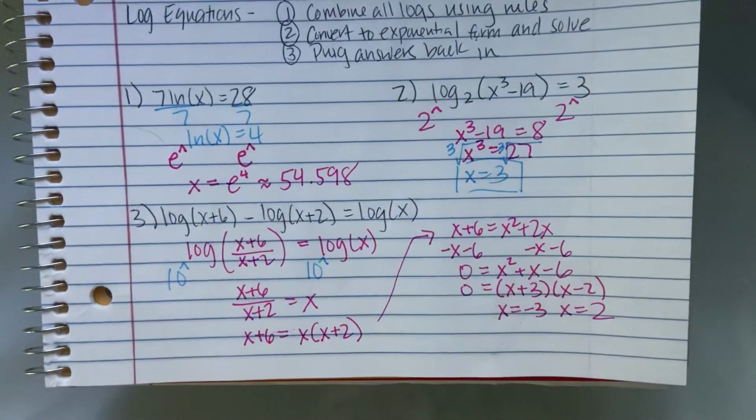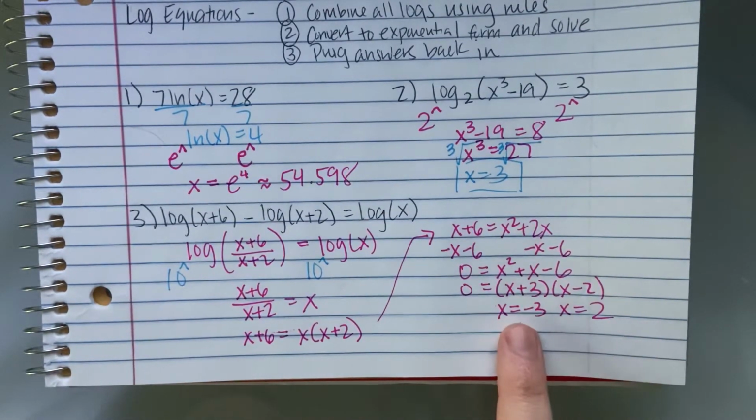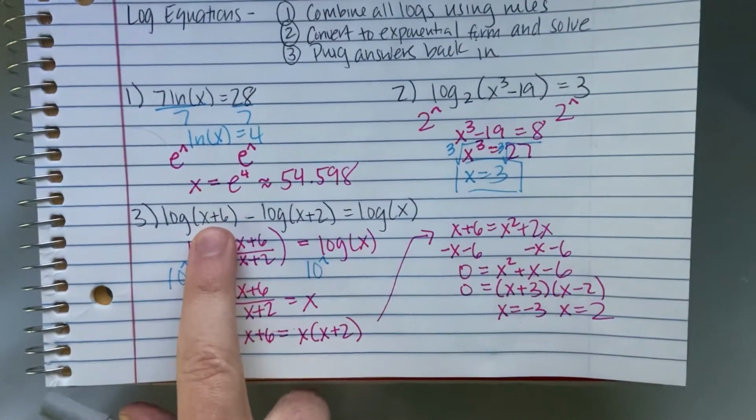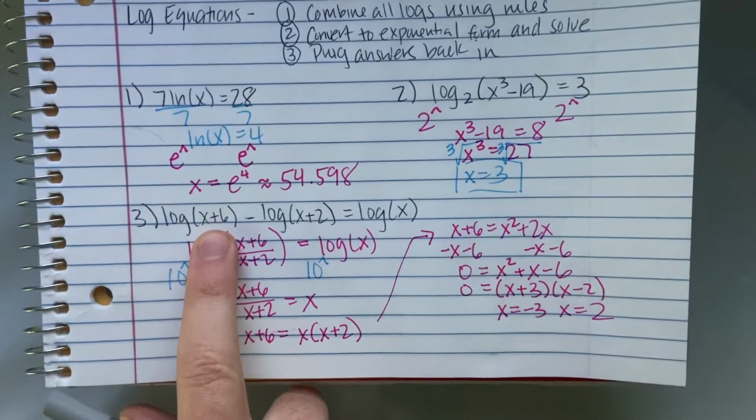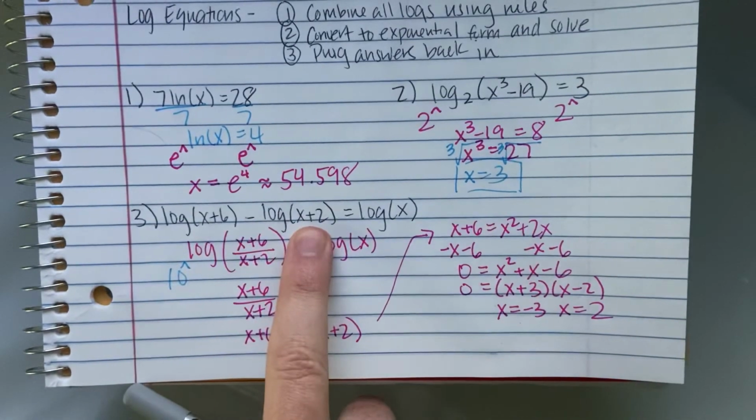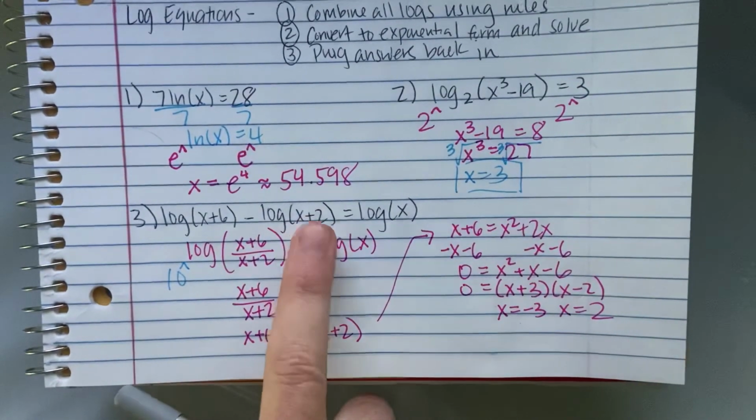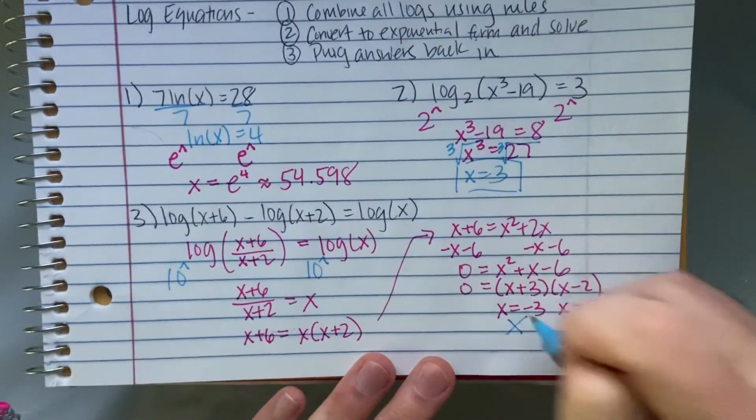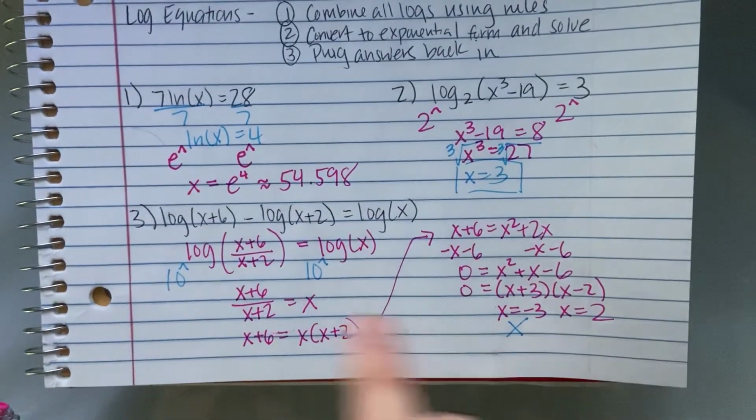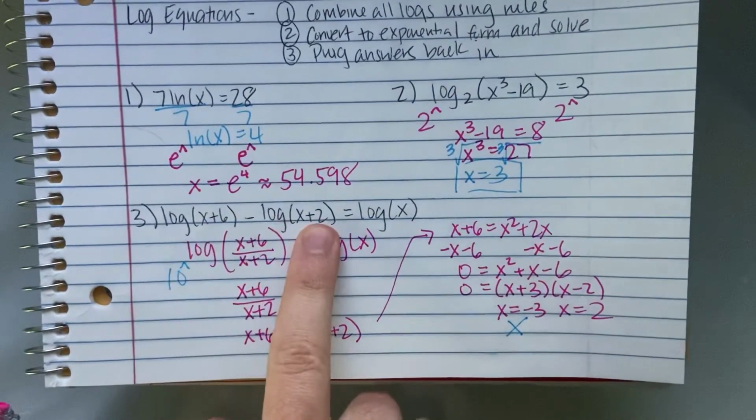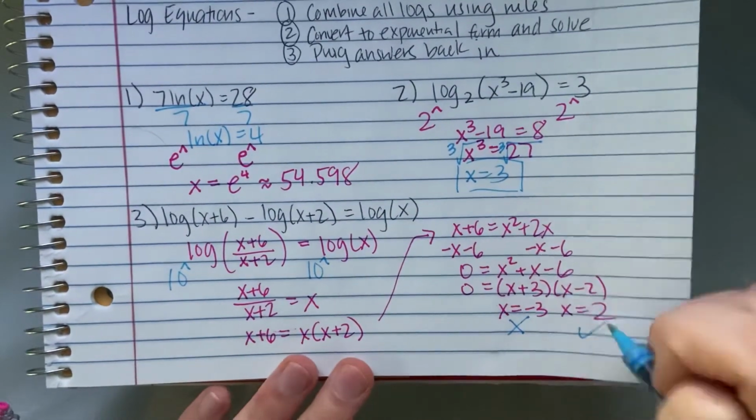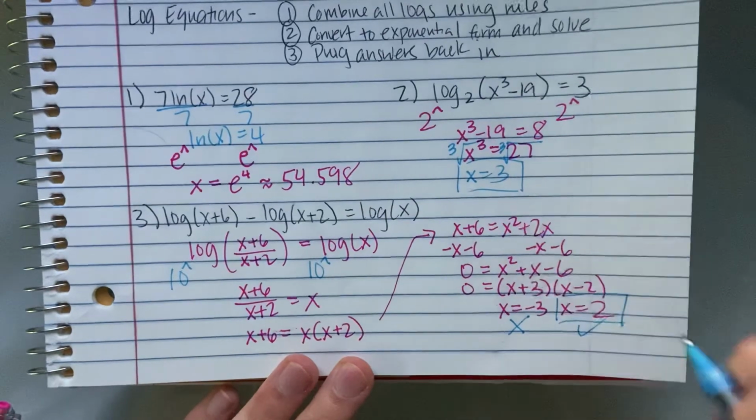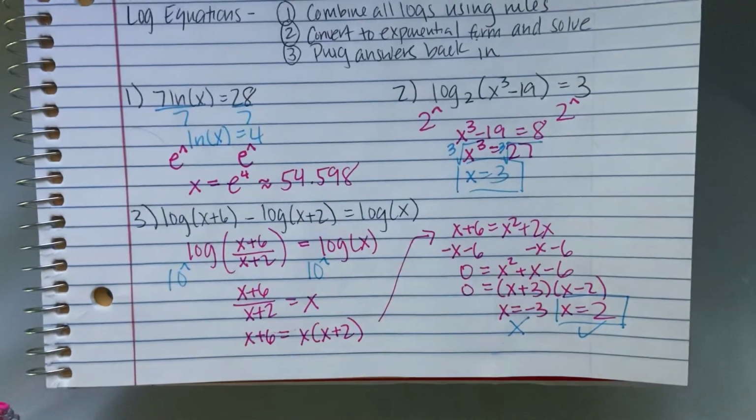Now you may think you're done there, but you need to plug them back in, because what can we never have in a logarithm? A negative number. Now look what happens when I plug negative 3 into the first log. Negative 3 plus 6 is positive 3, so it's fine. But negative 3 plus 2 is negative 1. Since we can't have a negative inside, that means negative 3 is thrown out. Now, let's do the same thing with 2. 2 plus 6 is 8, 2 plus 2 is 4, 8 over 4 is 2. This one's fine, which leaves us with just the one answer. And we'll do more after.